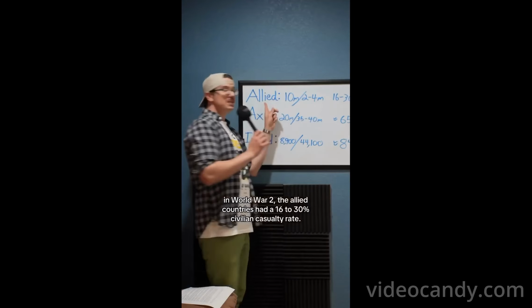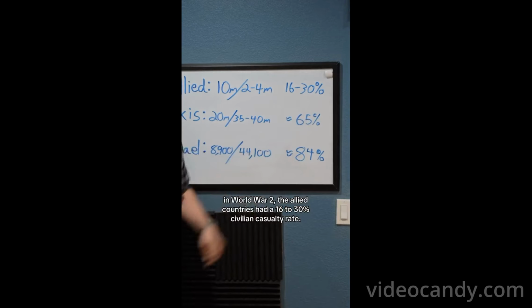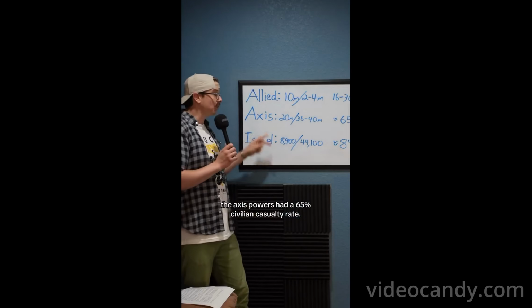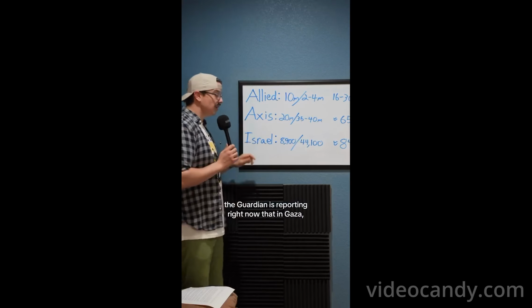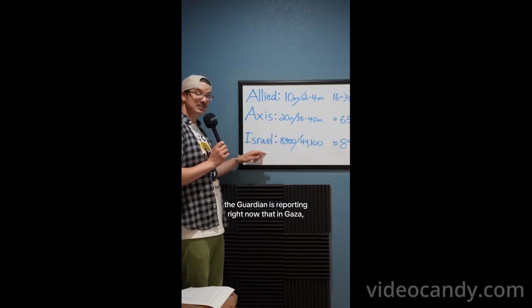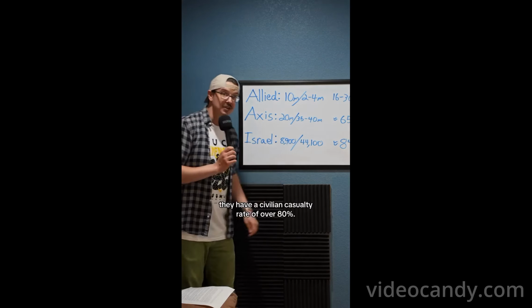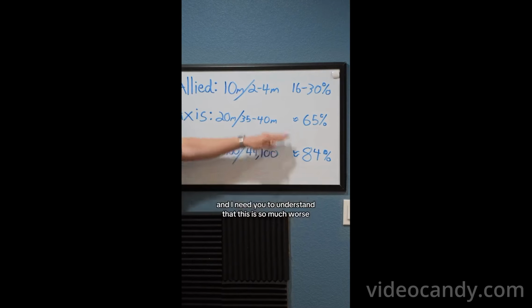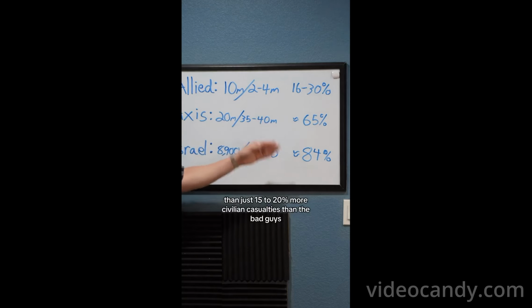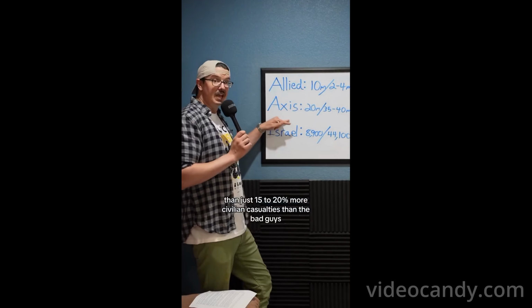In World War II, the Allied countries had a 16 to 30% civilian casualty rate. The Axis powers had a 65% civilian casualty rate. The Guardian is reporting right now that in Gaza, according to the IDF's own internal estimates, they have a civilian casualty rate of over 80%. And I need you to understand that this is so much worse than just 15 to 20% more civilian casualties than the bad guys in World War II.